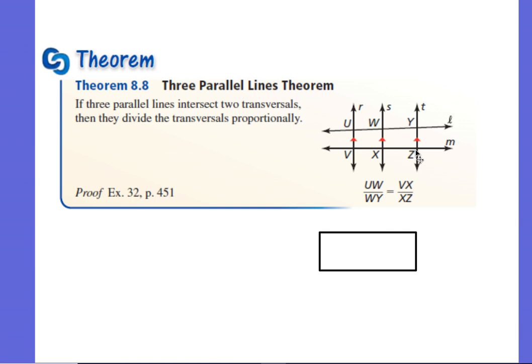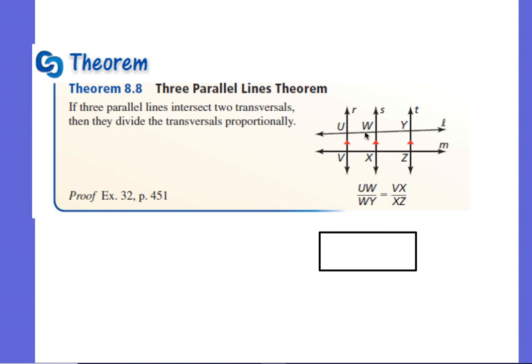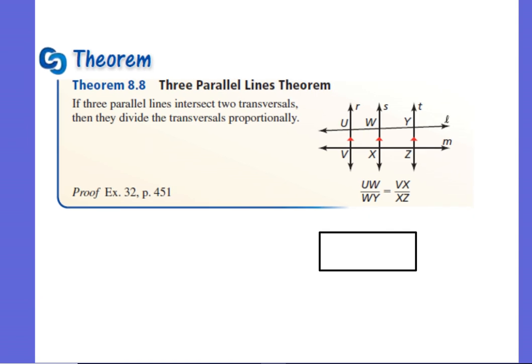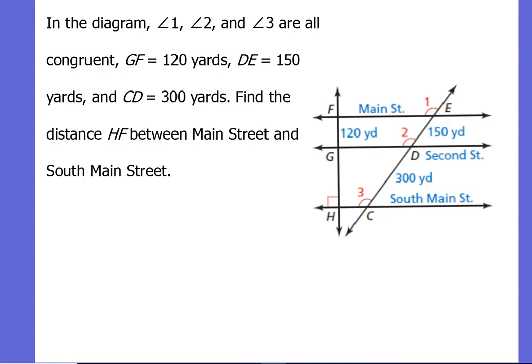Like I did for the last video, I want to put some color schemes into the mix. It means that UW is to WY just as VX is to XZ. So matching up those color schemes right there. But what's also interesting is that you can also add some of these segments together. You see a bunch of segments being added up, that would work as well too. And let's look at an application and see maybe where that comes into play.